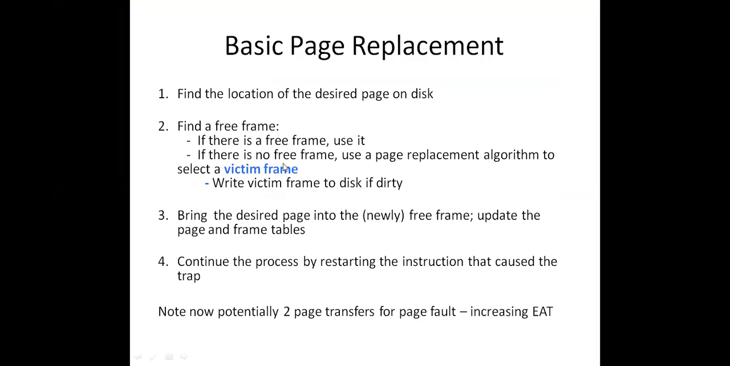If there is no free frame, use a page replacement algorithm to select a victim frame. Victim frame means the frame that needs to be written back to the secondary memory. Which page we need to swap out from the main memory, that frame is called a victim frame. Bring the desired page into the new free frame. The victim frame is the frame we need to free, that means which page we need to take out in order to make the free frame.